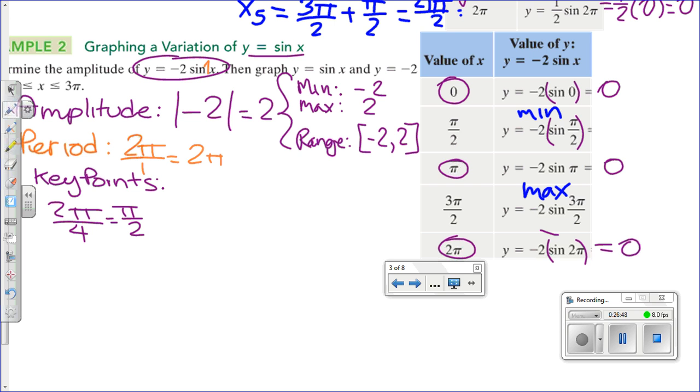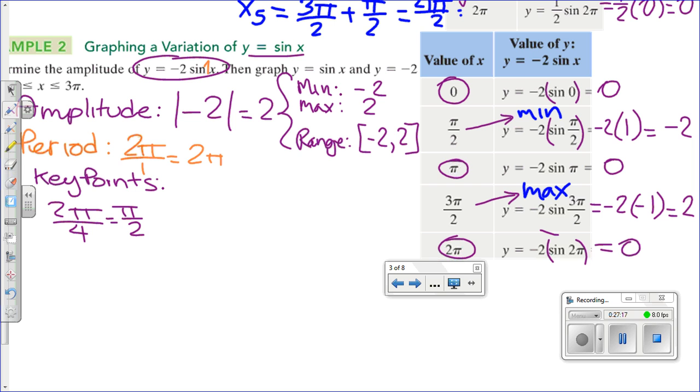Okay? Now for the minimum, we have -2 times, what is the sine of pi over 2? 1. So that will be -2 times 1, which is -2. Then here we will have -2 times, what is the sine of 3 pi over 2? That will be -1. And so -2 times -1 is +2. So you guys notice this x value gave us the maximum, and this x value gave us the minimum.